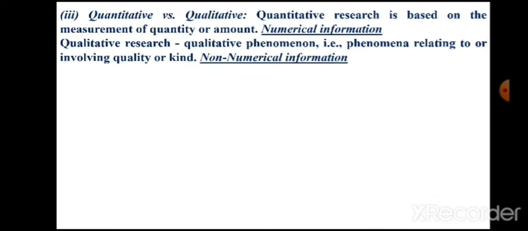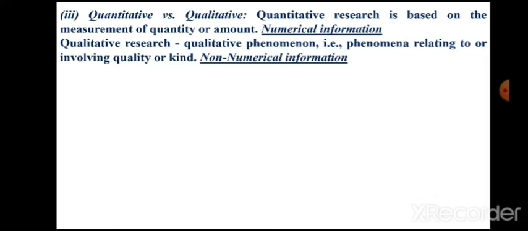Third one is quantitative research and qualitative research. As the name indicates, quantitative research is numerical research. That means you gather information in terms of number, in terms of quantity, and that kind of information is called numerical information. So you better understand numerical. It involves the measurement of quantity or amount.